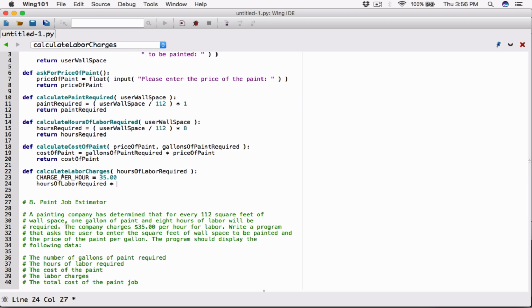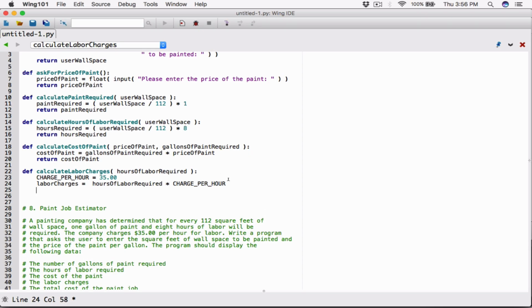Let's just go ahead and copy this. By the charge per hour. Okay, and hours of labor required times the charge per hour is going to give us the labor charges, right? So I'm going to define a variable called labor charges, which is going to store the result of hours of labor required times the charge per hour. That's going to give us the labor charges. Once we have the labor charges, we want to go ahead and return labor charges.